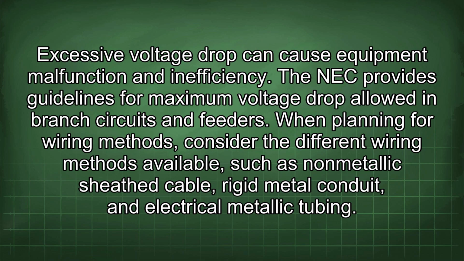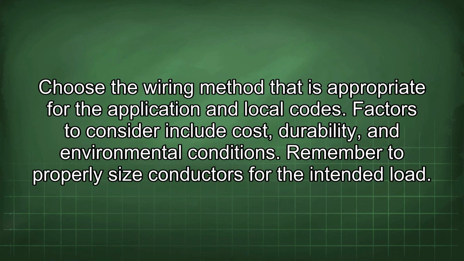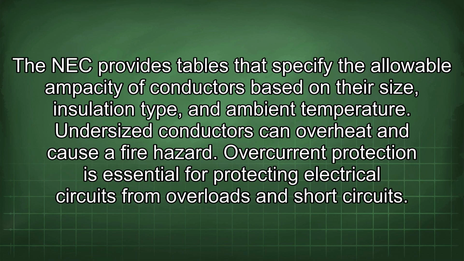When planning for wiring methods, consider the different wiring methods available, such as non-metallic sheathed cable, rigid metal conduit, and electrical metallic tubing. Choose the wiring method that is appropriate for the application and local codes. Factors to consider include cost, durability, and environmental conditions. Remember to properly size conductors for the intended load. The NEC provides tables that specify the allowable ampacity of conductors based on their size, insulation type, and ambient temperature. Undersized conductors can overheat and cause a fire hazard.